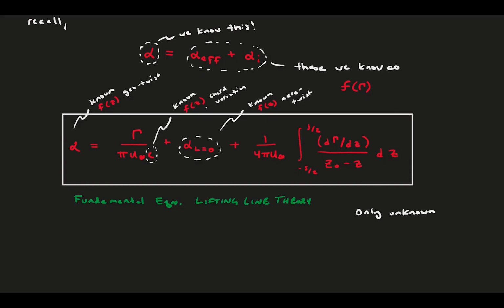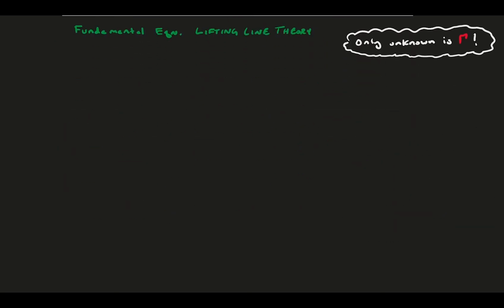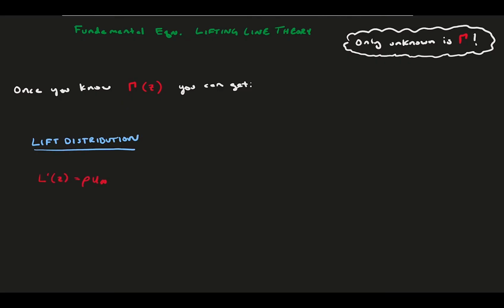And this technically has one unknown, gamma, which we can solve for, though it's a differential equation, so it won't be that easy. But once we've figured out the gamma distribution, we can solve for the lift distribution using the Kutta-Joukowski theorem.